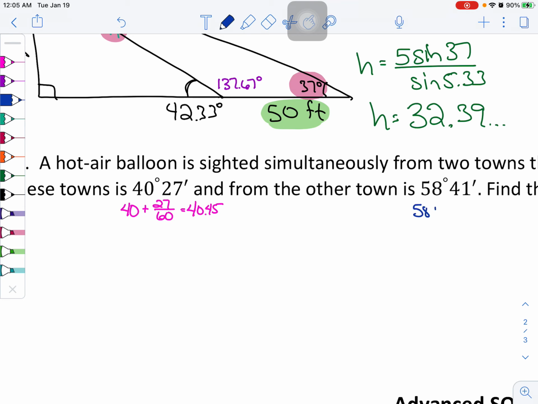And we've got 58 plus 41 over 60. Let's see what that turns into. I'm going to guess that one might not be, nope, not quite as nice. So that's going to be 58.68, and I'm going to round it off. There was a repeating 3 after the 8.